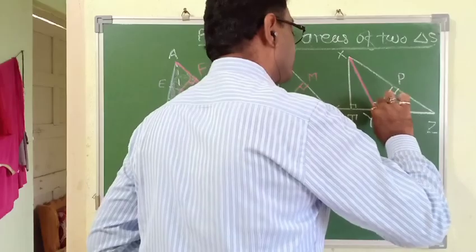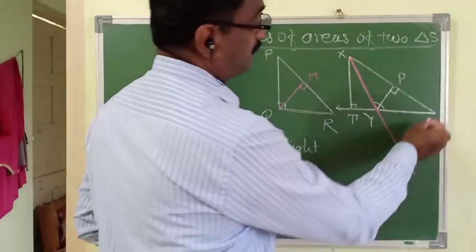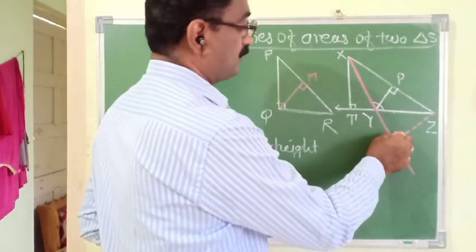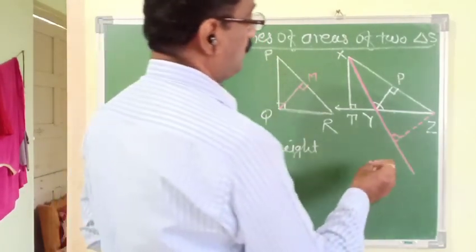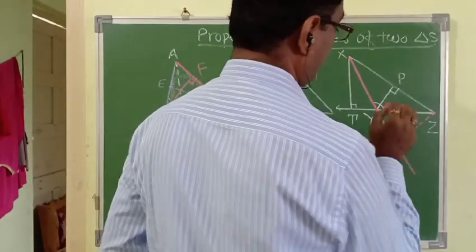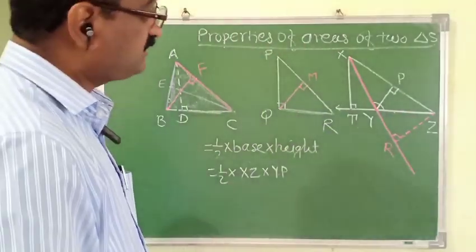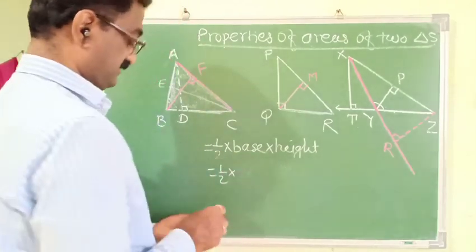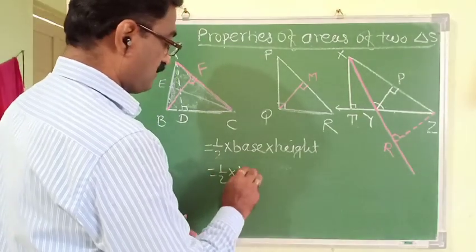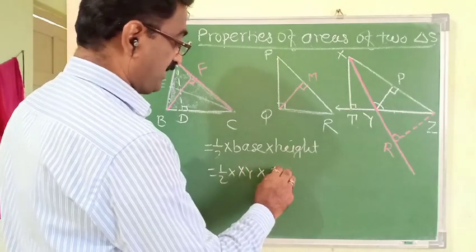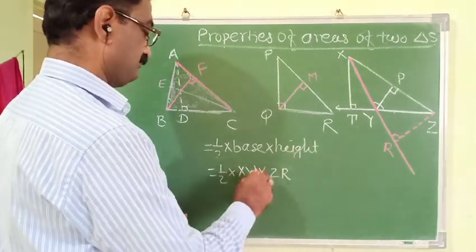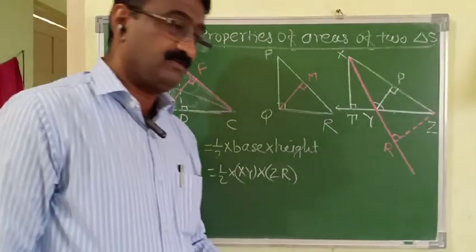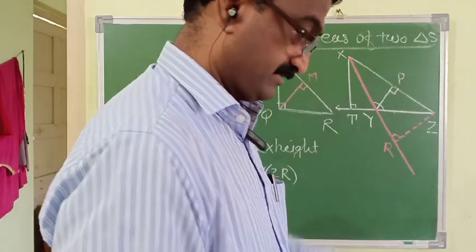Again extend that side and draw the perpendicular from the point Z. If this point is R, then ZR is the height and XY is the base. That means XY into ZR. So in this manner we can find the area of triangle.